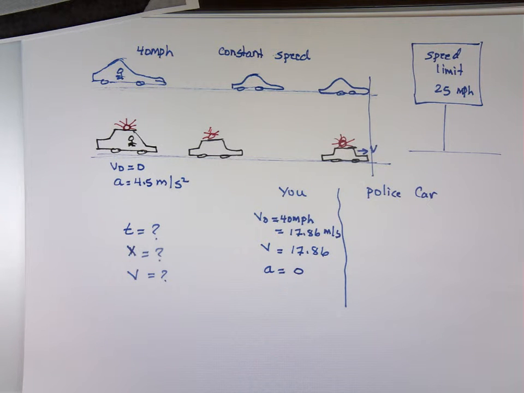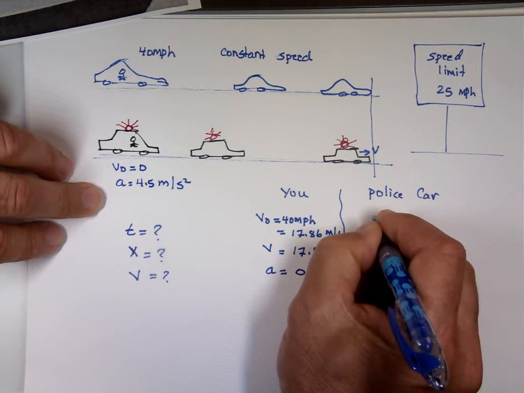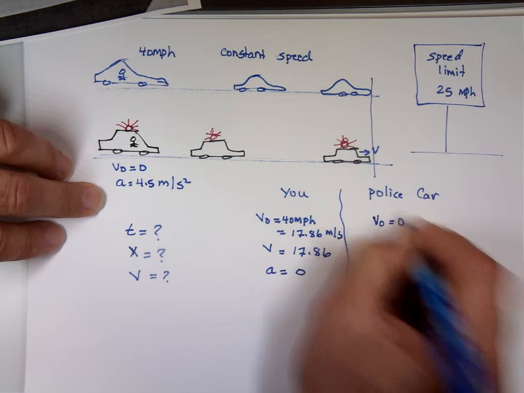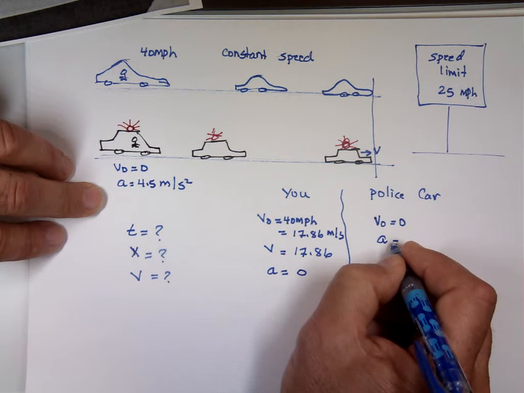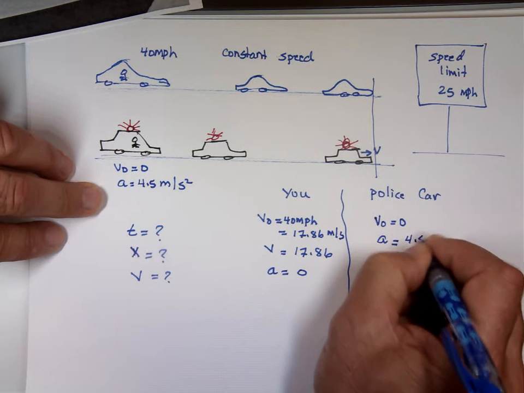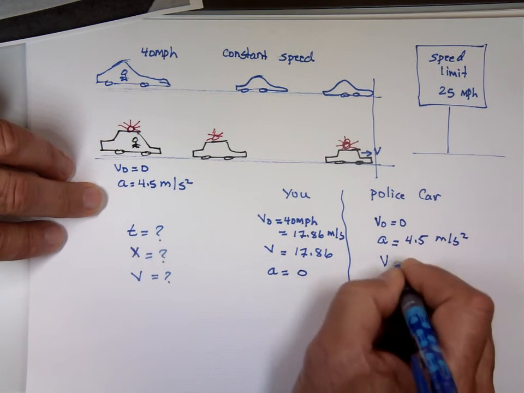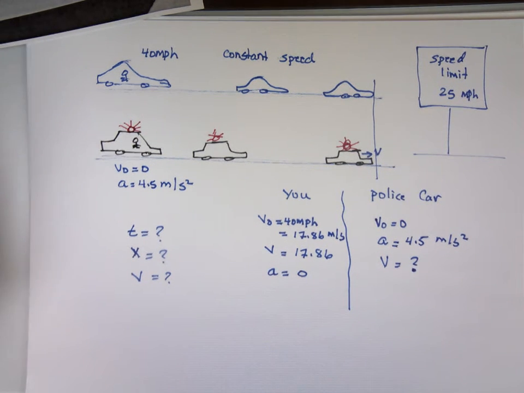For the police car, what was the initial speed for them? 0. What's the acceleration for them? 4.5. What's the final velocity for the police car? Unknown. Do we know anything else?